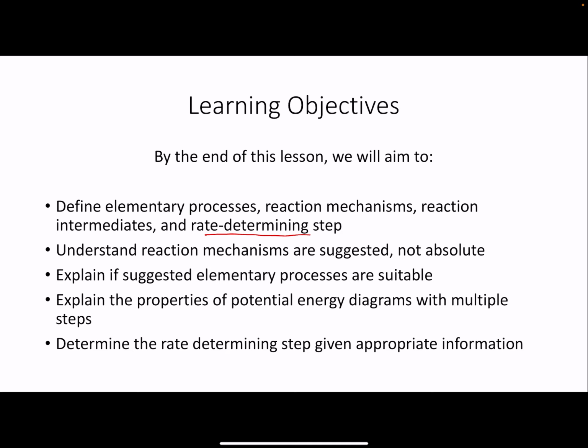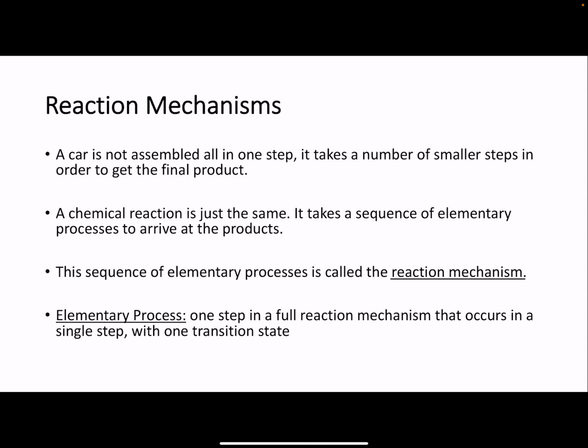Once we're able to do that, we'll look at what a mechanism is and how they're suggested, how they can change and how they're not fixed for a given reaction. And then we'll be able to explain the properties of a mechanism and if it's suitable with the theory that we understand about reactions. And then we'll apply this to potential energy diagrams. So we'll start off the bat with some terms.